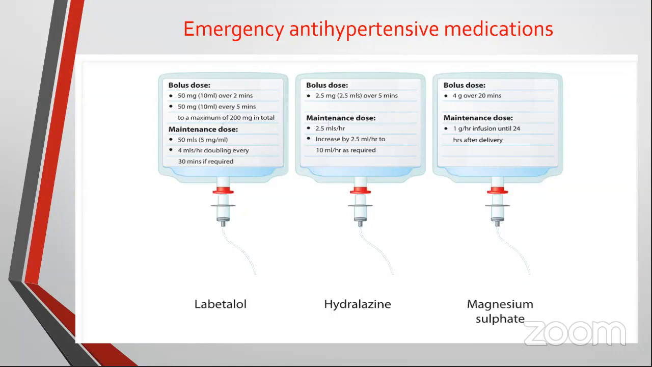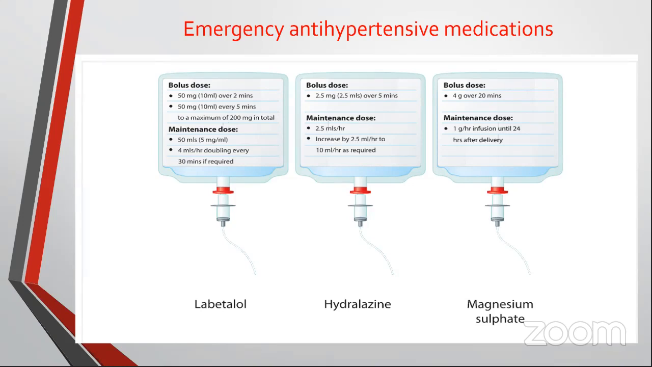This slide will show you the other protocol for the antihypertensive. Labetalol: you will give a bolus dose of 50 milligram over 10 minutes. Then if no response, you will give another 50 milligram every 5 minutes, repeating up to a maximum dose of 200 milligram in total. Every 5 minutes you repeat 50, 50, 50. The maximum is 200. And the maintenance dose after that will be 5 milligram per mil.